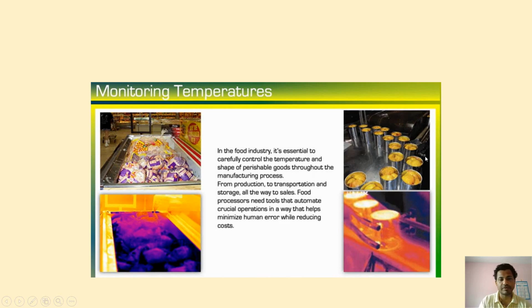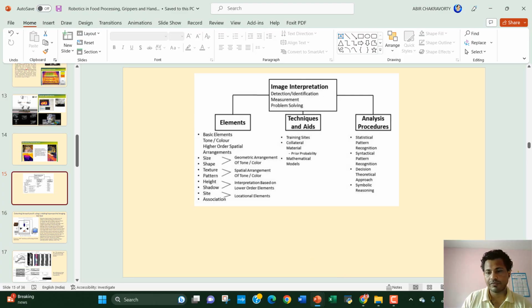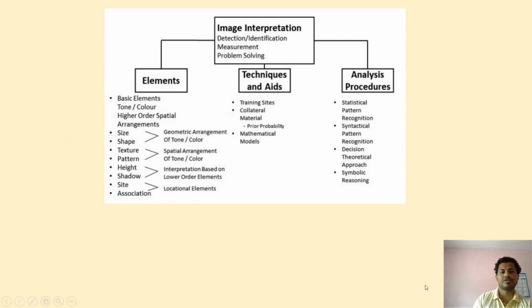Now monitoring temperatures. In the food industry, it is essential to carefully control the temperature of perishable goods throughout the manufacturing process, from production to transportation and storage, all the way to sales. So image interpretation is there. If I see this image interpretation, it is composed of basic elements: tone, color, and high order spatial arrangements. Arrangements can be of size and shape, geometric arrangement of tone and color, texture, pattern, spatial arrangement of tone and color, height, interpretation based on lower order elements, site, location elements, technique and aids, training sites, collateral material.